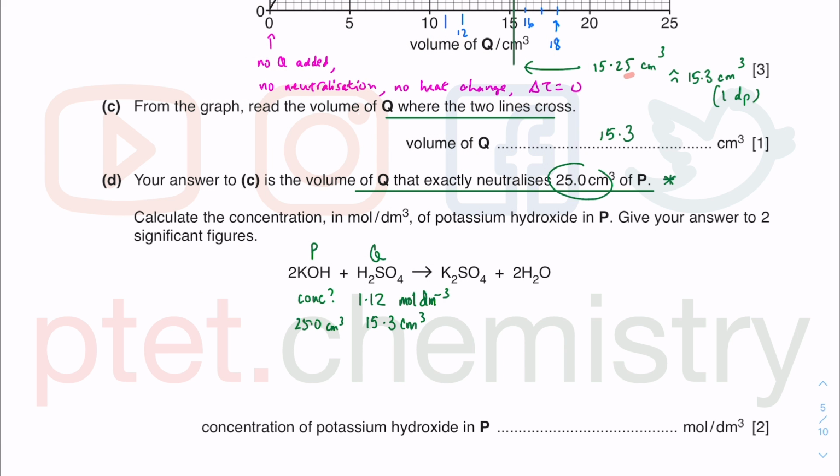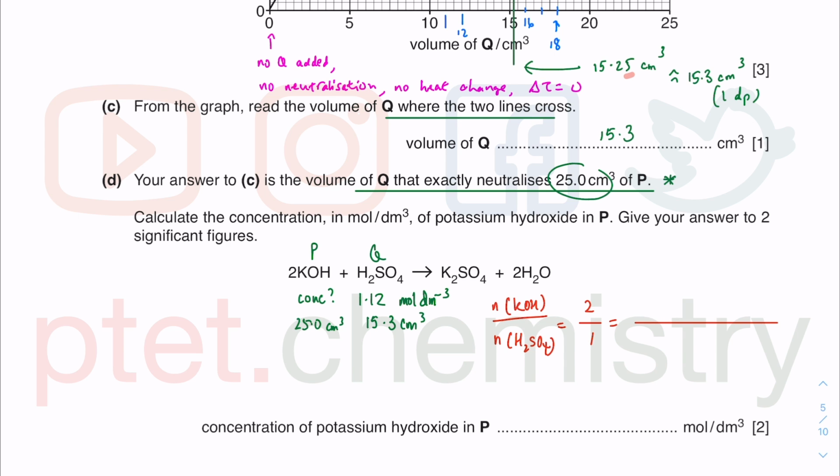I need to really have the mole ratio. So I want to find something on KOH. So the mole of KOH is to the mole of the sulfuric acid. This is equal to the ratio from the balanced equation. So 2 moles of KOH reacts with 1 mole of H2SO4, and this is equal to the actual reacting amount.